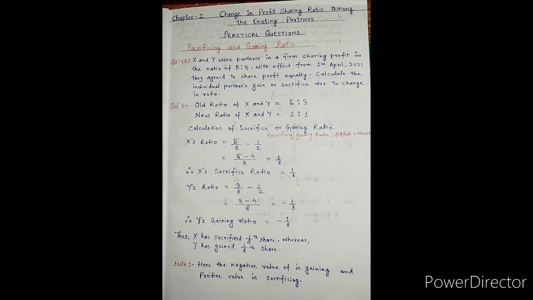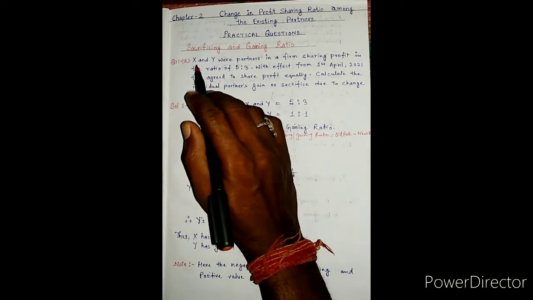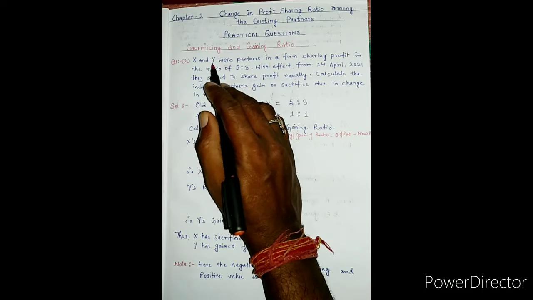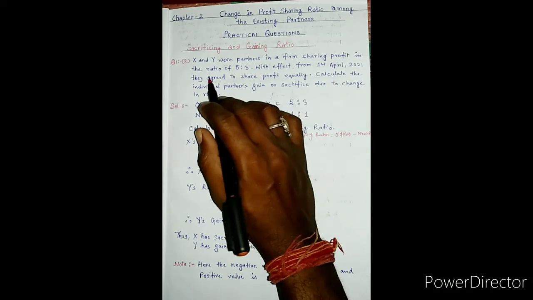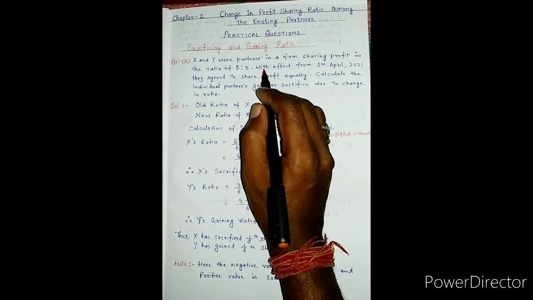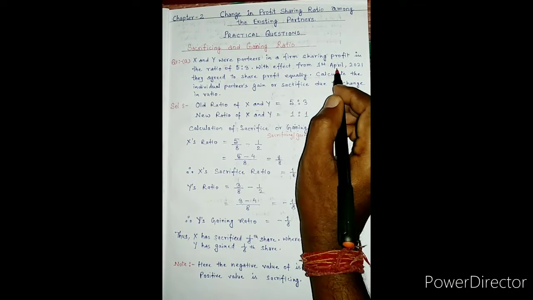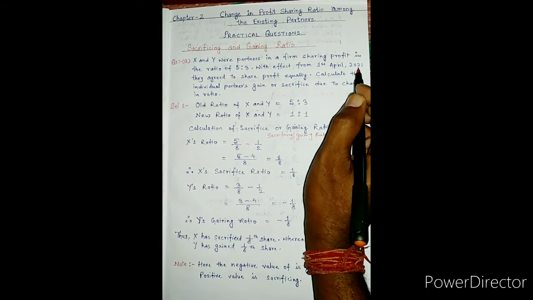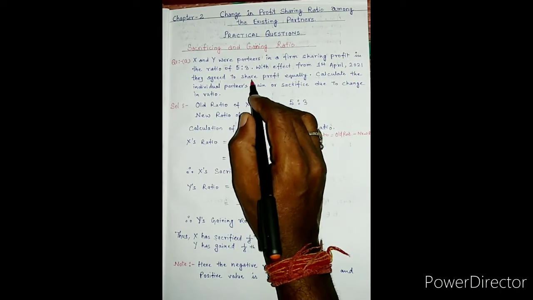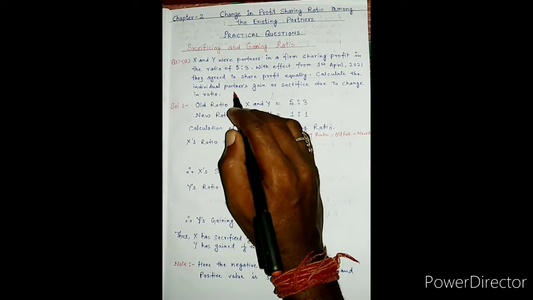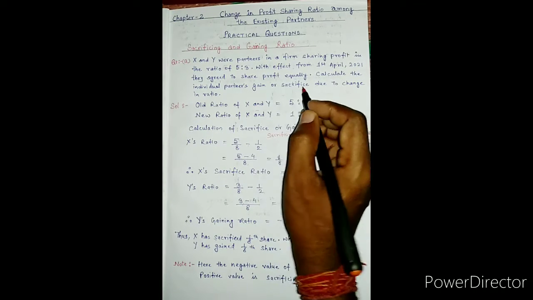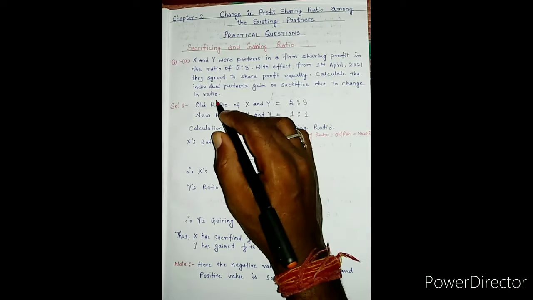So let's start. So first question is, X and Y were partners in a firm sharing profit in the ratio of 5:3 with effect from 1st April 2021. They agreed to share profit equally. Calculate the individual partner's gain or sacrifice due to change in ratio.